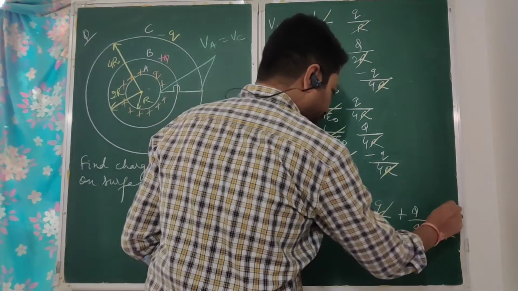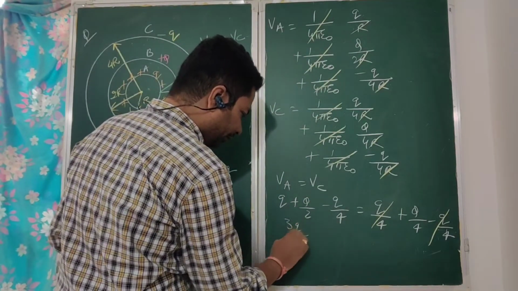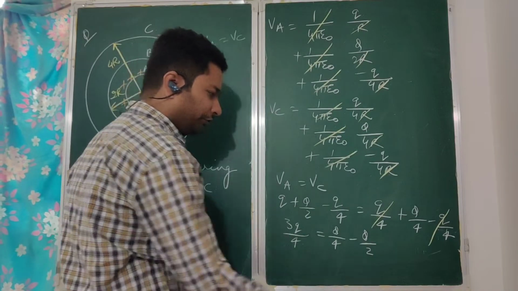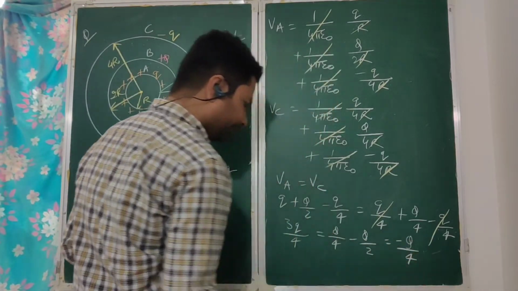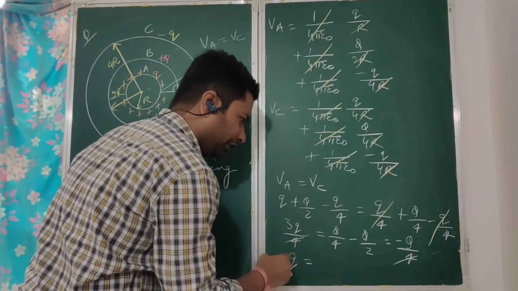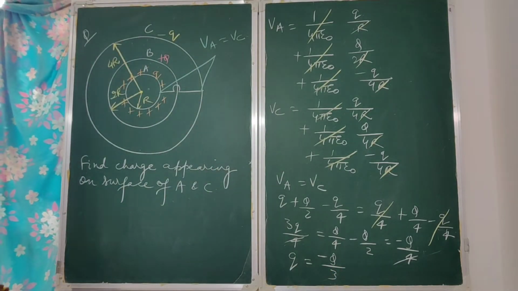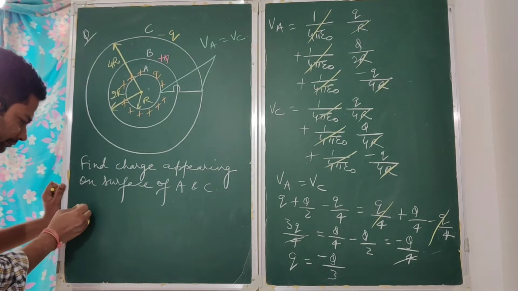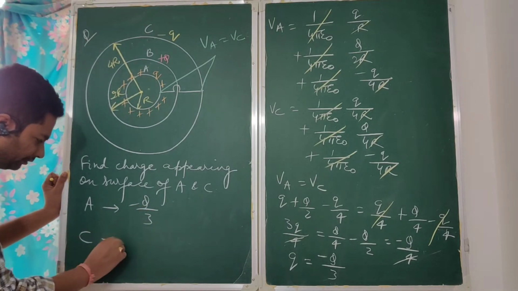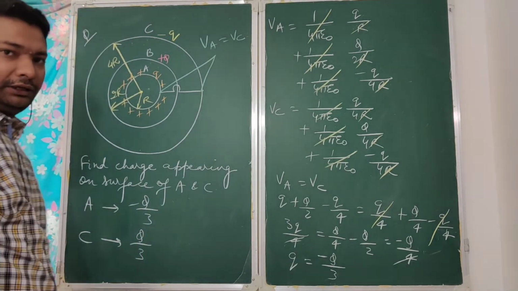So these two terms will get cancelled out. Q minus Q by 4 is 3Q by 4, and that will be equal to Q by 4 minus of Q by 2, so this will be minus of Q by 4. So 4 and 4 get cancelled, and you get Q is equal to minus of Q by 3. So on the outer surface of A, how much charge is appearing? It is minus Q by 3. On the outer surface of C, it is minus Q charge, so negative of that will be Q by 3.